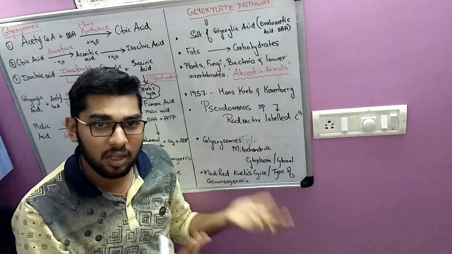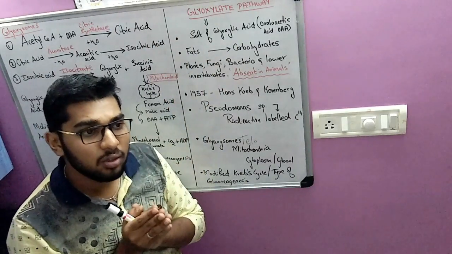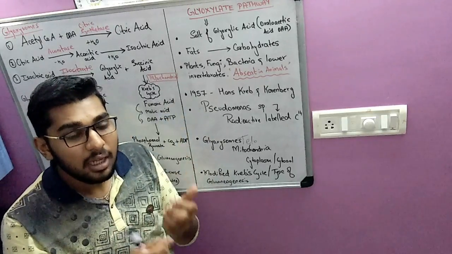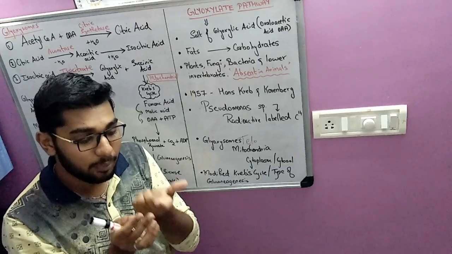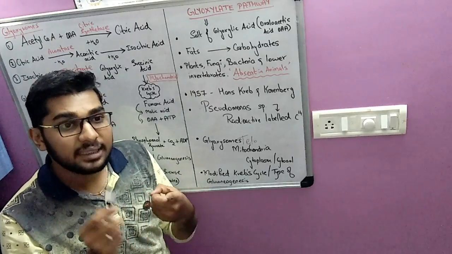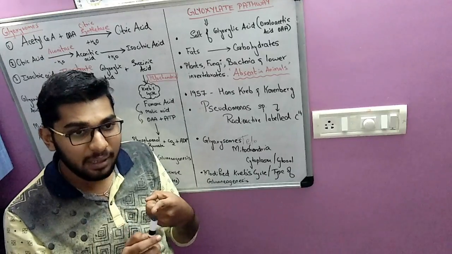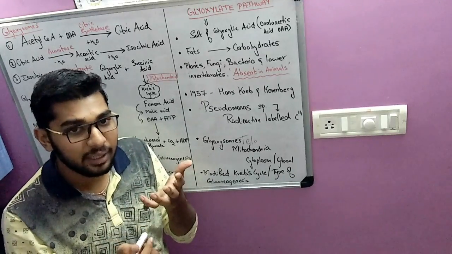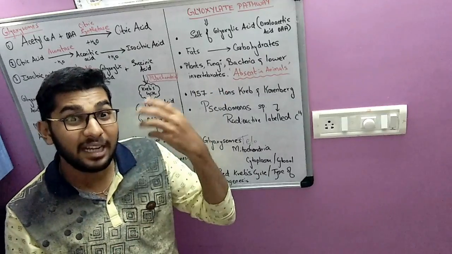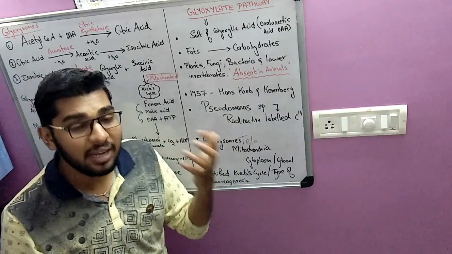So what does this glyoxylate pathway deal with? We all know that when seeds germinate, they give rise to the shoot and root system. Until the first shoot or the first pair of leaves come, the seeds cannot photosynthesize, as they are lacking chlorophyll, the green pigment. So this glyoxylate pathway is the only solution through which they can derive energy.